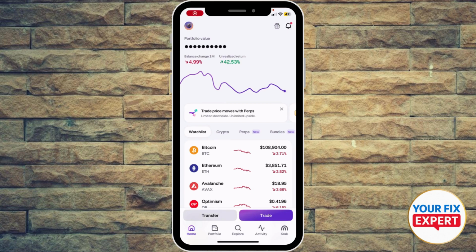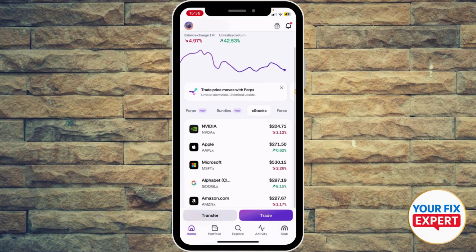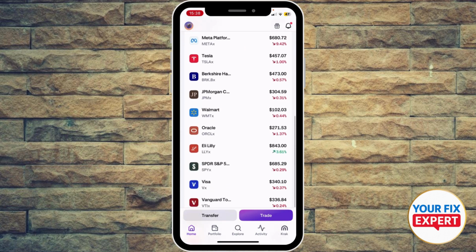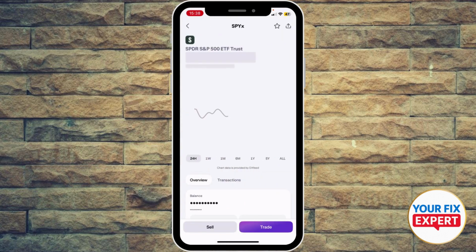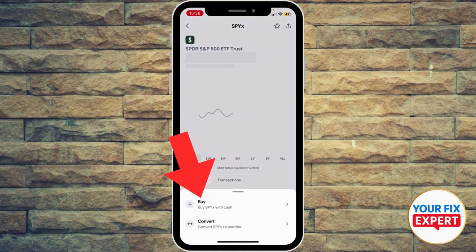To buy the Global X S&P 500 Tail Risk ETF, or SPDR, known as XTR in some regions, just go ahead and swipe left, hit stocks, and you're going to find your SPDR S&P 500 ETF stocks. Okay, just go ahead and hit it right here, and then hit trade at the bottom right and hit buy.